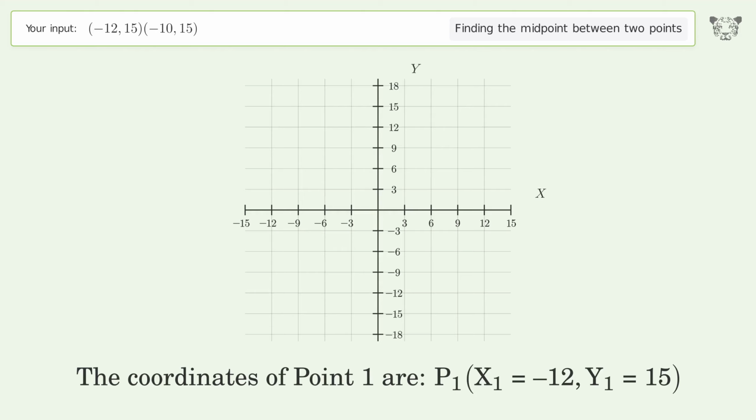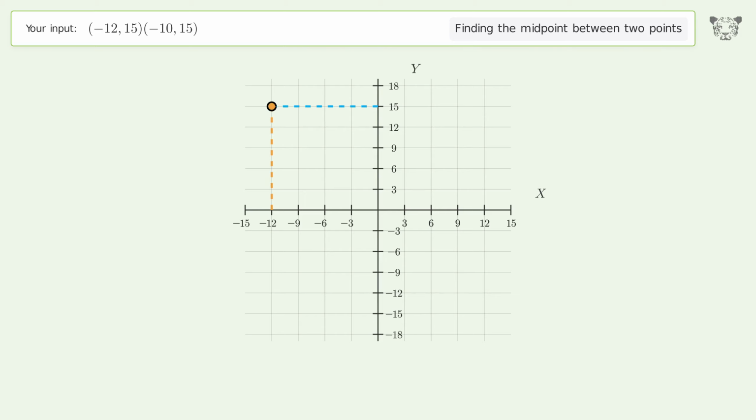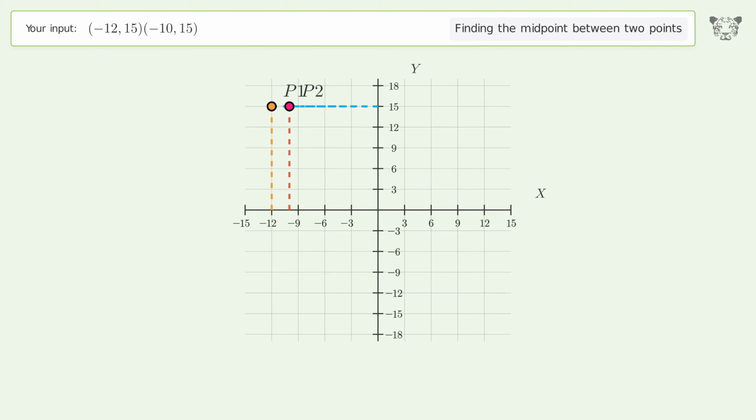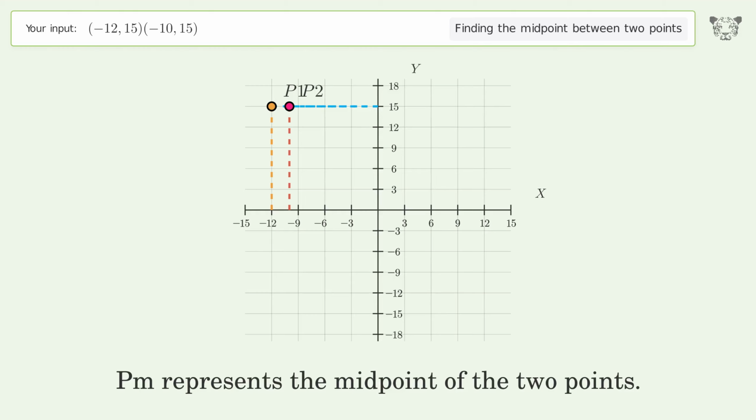The coordinates of point 1 are, x1 equals -12, y1 equals 15. The coordinates of point 2 are, x2 equals -10, y2 equals 15. PM represents the midpoint of the 2 points.